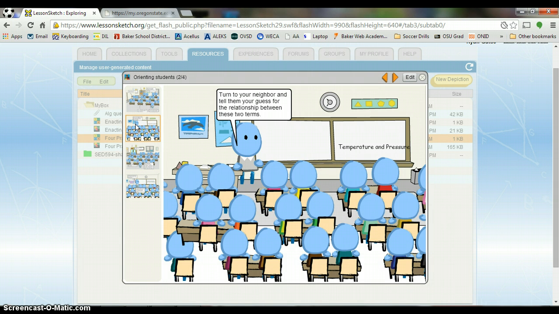My next focus was orienting students to one another and to the discipline. In this one, I depict that the teacher is asking the students to turn to their neighbors and guess what the relationship is between temperature and pressure. So the key to this is getting the students to talk to one another about the discipline, not just to talk to one another about what Frankie and Joe did over the weekend.